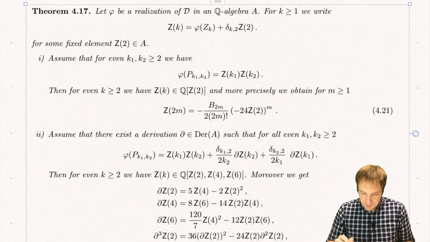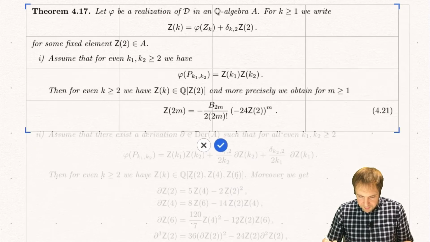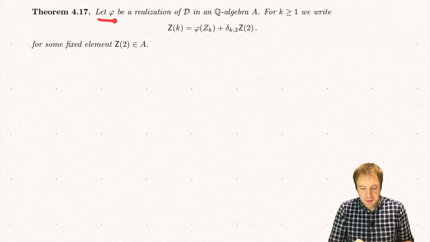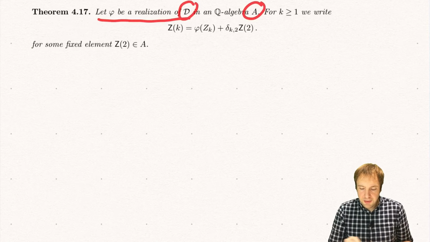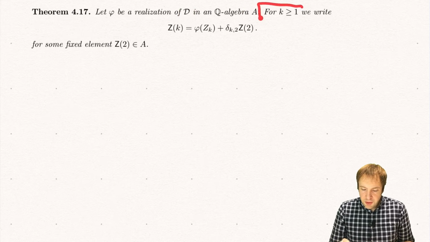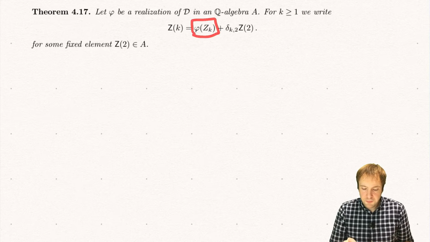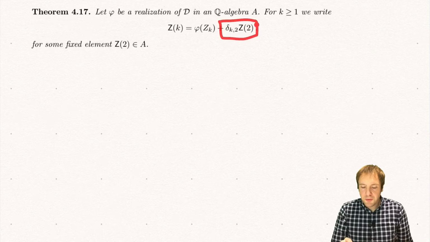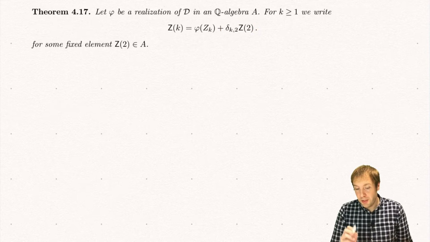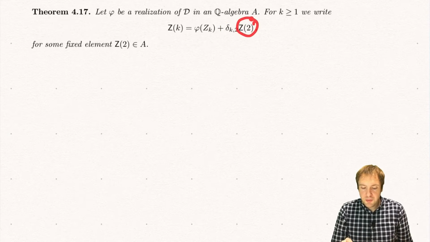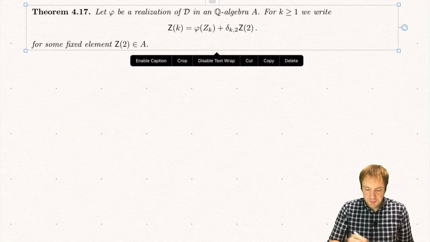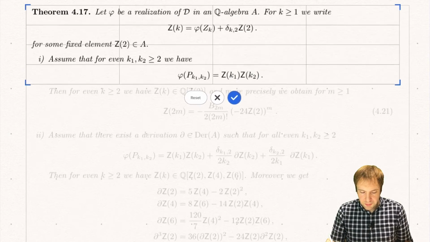but maybe I first should make this a little bit smaller. So assume we have a realization of D in a Q-algebra A, and then we introduce the following notation by writing z_k to be the image of this z_k. But now we also include an element in weight 2, where this z_2 here is some element in A. So this is not a statement yet, it's just a notation.